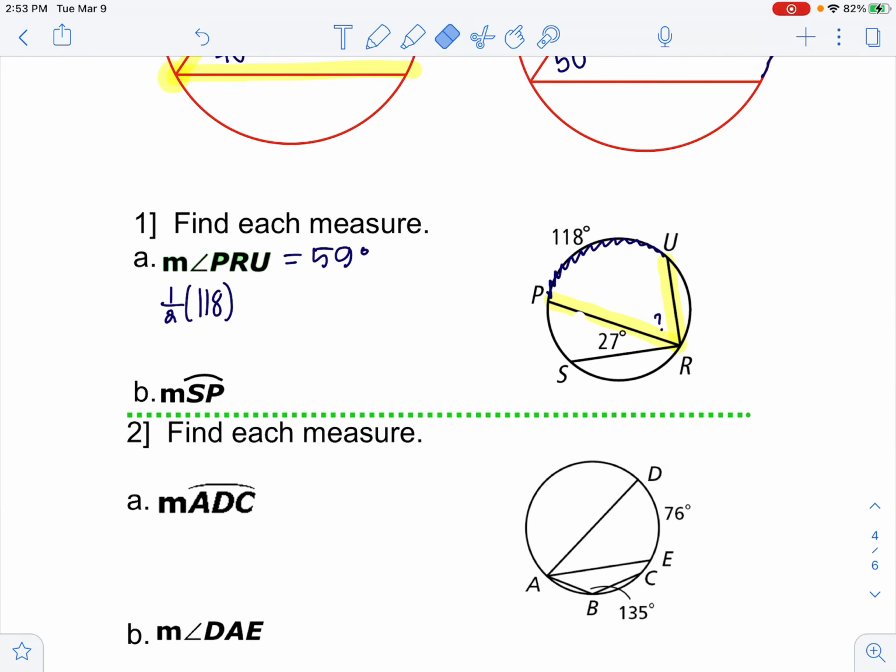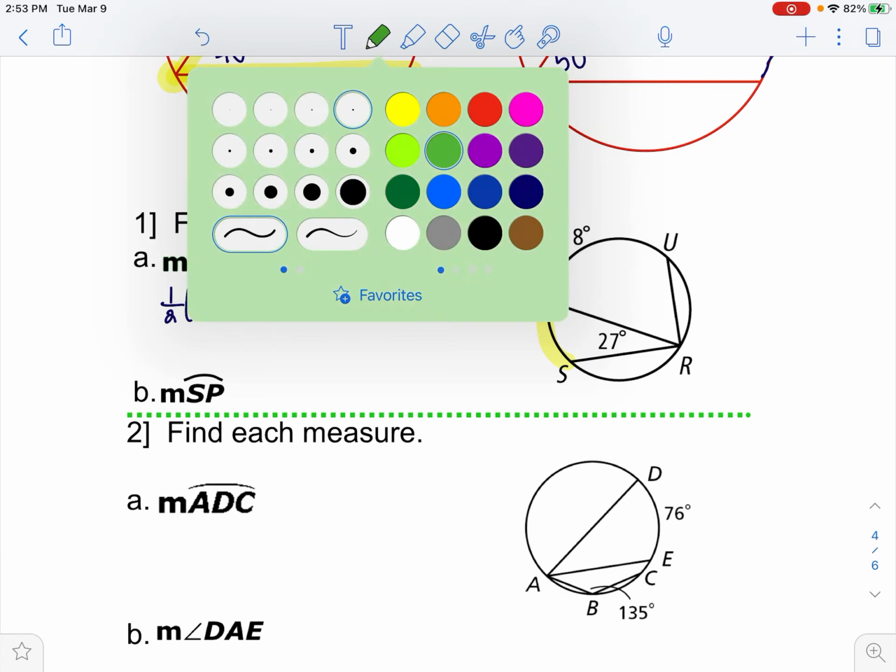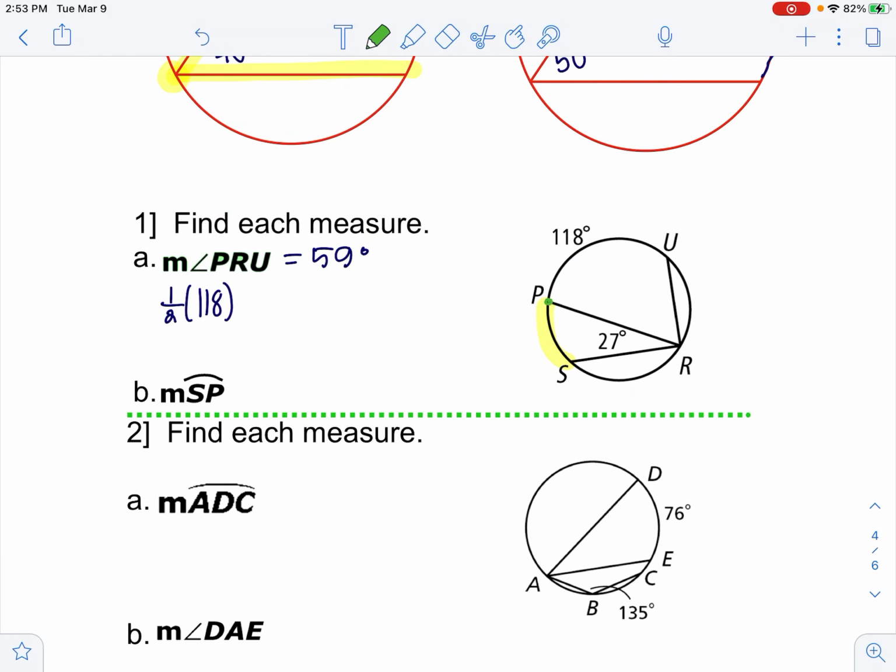All right, now I want to find the measure of arc SP. So I'm going to erase what I have drawn on here because I'm going to use a different problem now. And now I need to find SP. So arc SP is this arc right here. If I follow along, I'll use green here, and I take this endpoint and this endpoint and follow it until I get an angle right here.